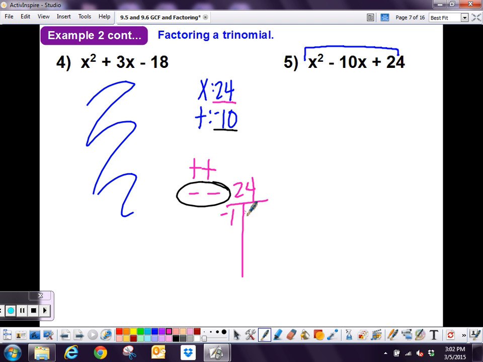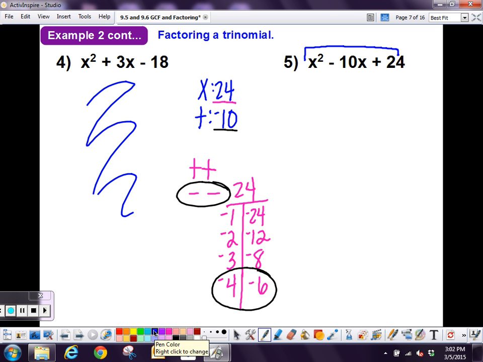So I've got negative 1 and negative 24. Those don't add to be negative 10. Negative 2 and negative 12. Those don't add to be negative 10. Negative 3 and negative 8. Those don't add to be negative 10. Negative 4 and negative 6. There we go. There's our winners.